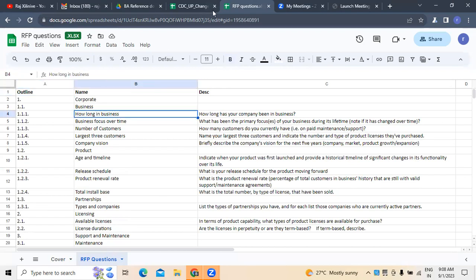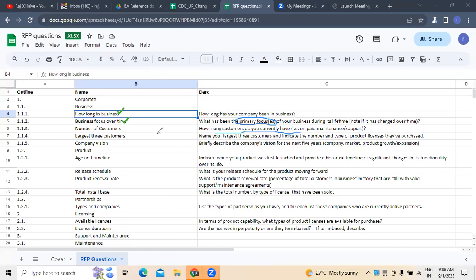The first point is how long the customer has been in business, like how long the business has been running. At the same time, we must know what their primary focus areas are. What are the primary focus areas of the business? That also should be known to us well in advance. At the same time, we must know who the customers are that they currently have, so the number of customers. That information must be known to us.